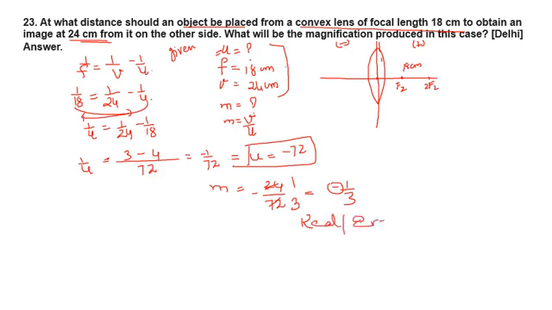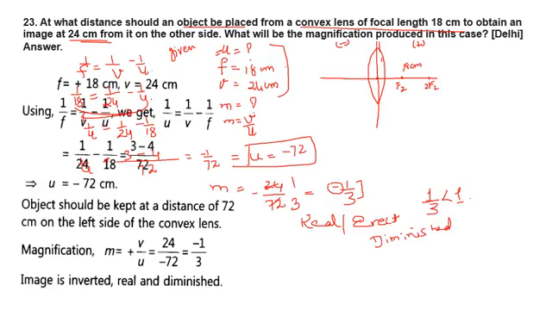Okay, and 1 upon 3 is less than 1. It is a magnification less than 1, so definitely the image is diminished. Here is the solution of this question.